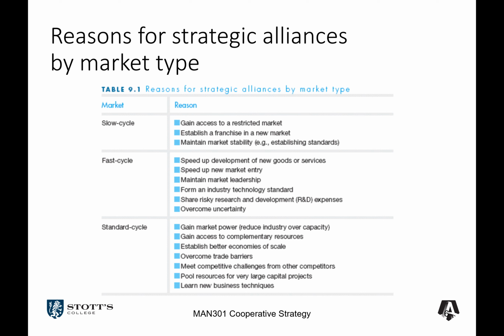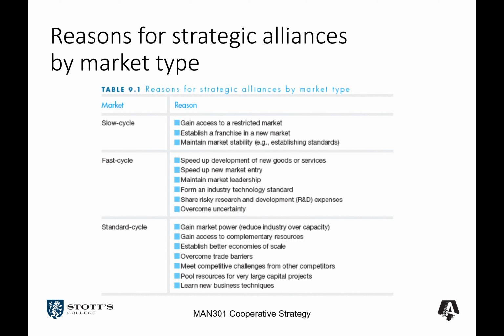In a standard cycle market, you're going into an alliance to gain market power because the industry may be over capacity, so you want to form alliances that reduce the number of competitors and maybe downsize the production. Gain access, so you're no longer competing with each other, and the only way to compete is by reducing price. Gain access to complementary resources, something they have in their supply chain or they have in their distribution chain.